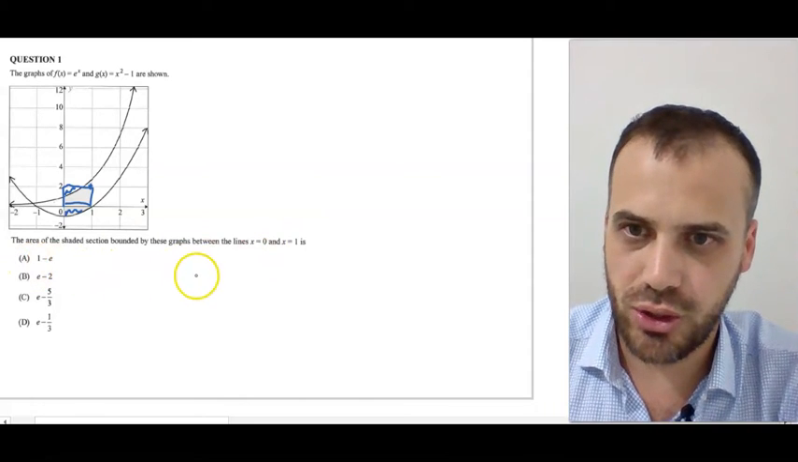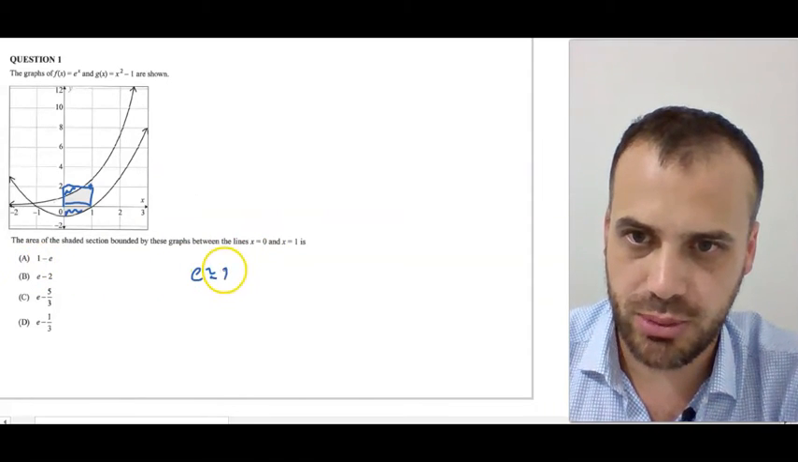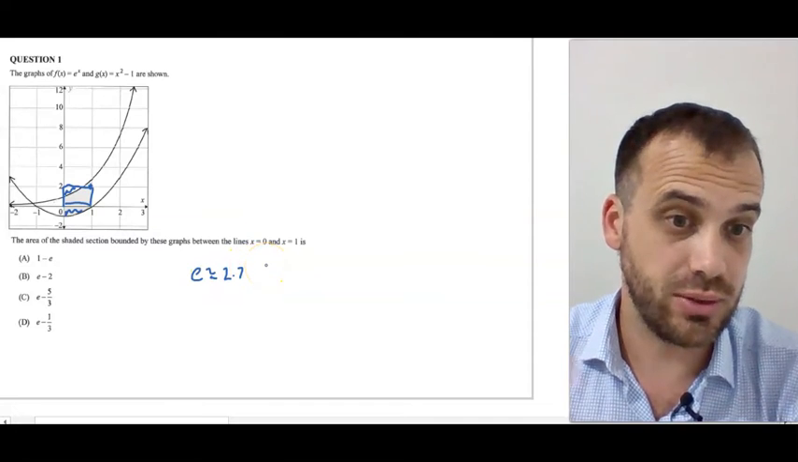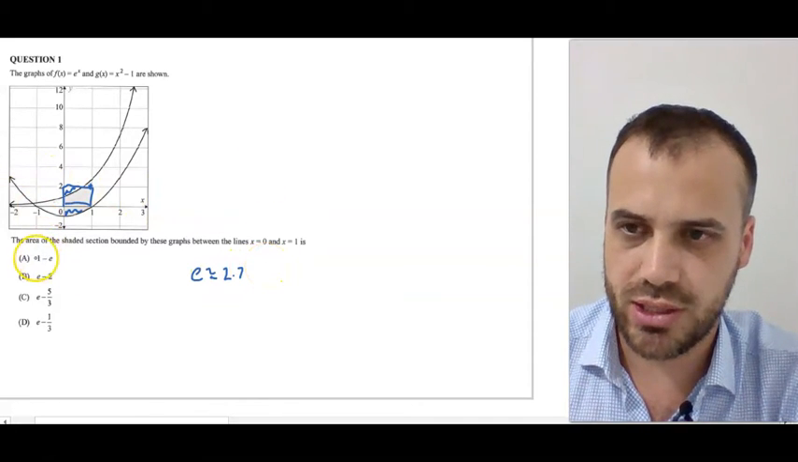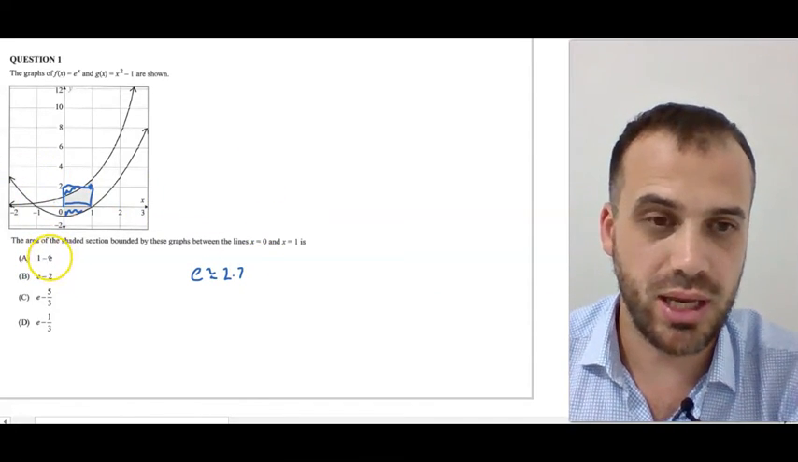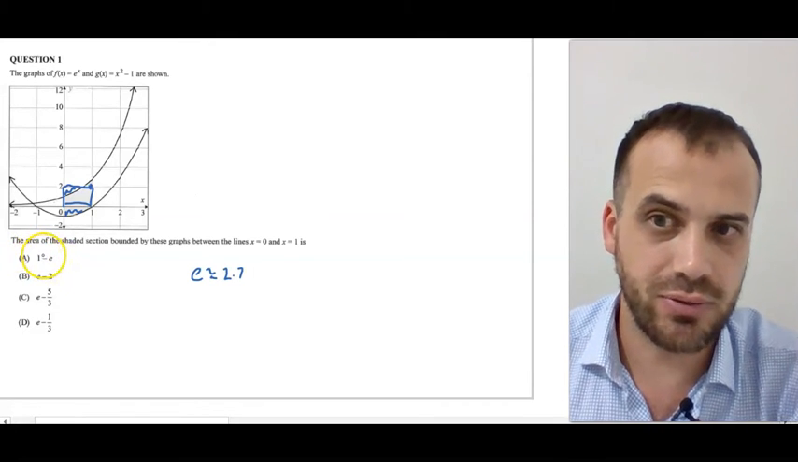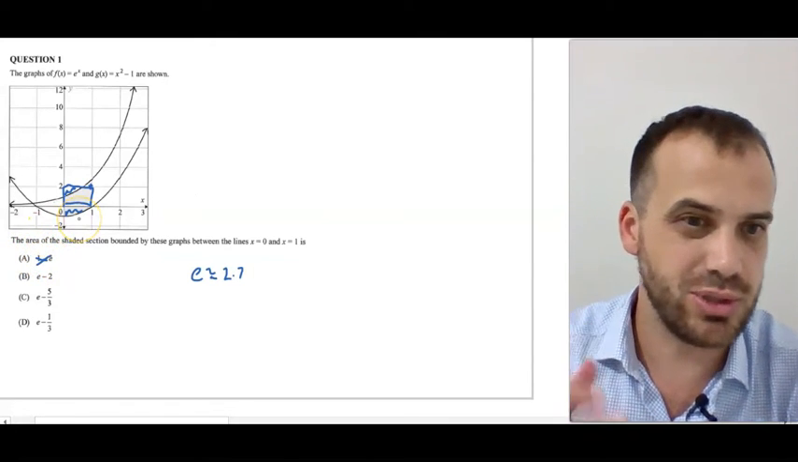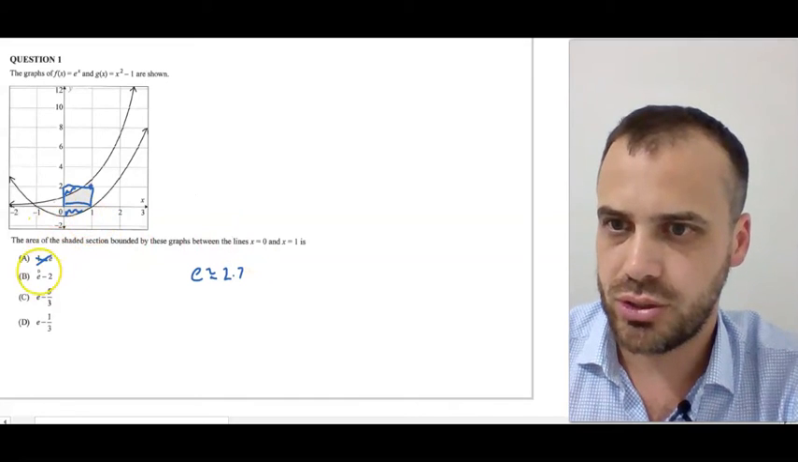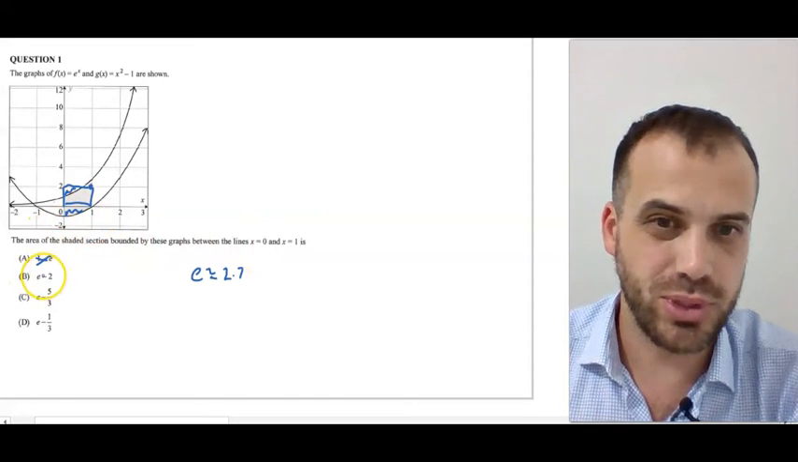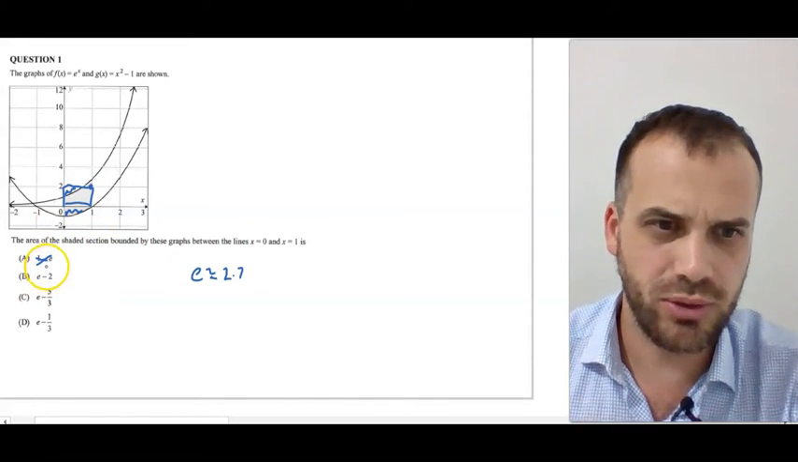Now, you should know that e is approximately 2.7 something. If you look at these four answers, 1 minus 2.7 is going to be negative. Our answer is not going to be negative. You don't have negative areas unless you're dealing with signed area. 2.7 minus 2, that's 0.7. That's not what I'm looking for. I'm looking for about 2.4.